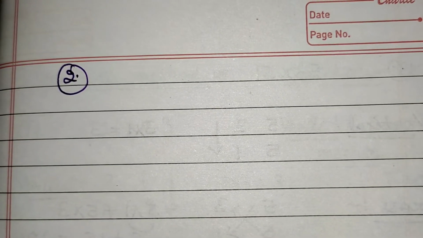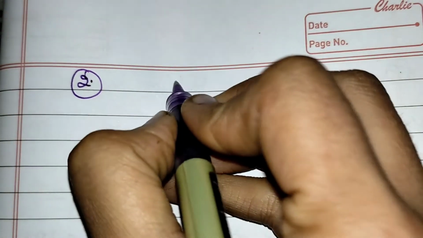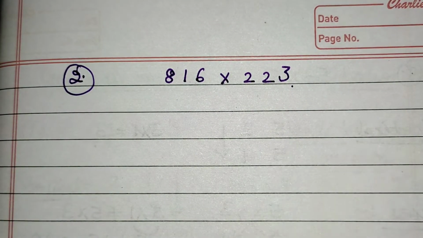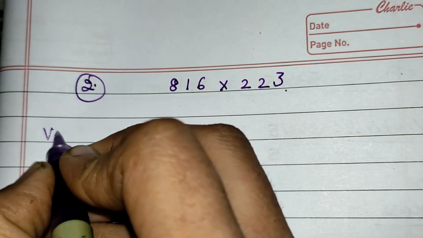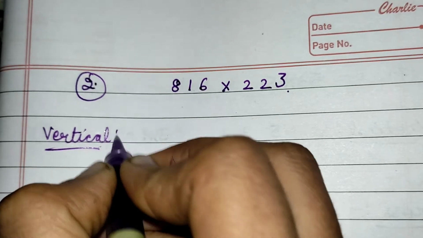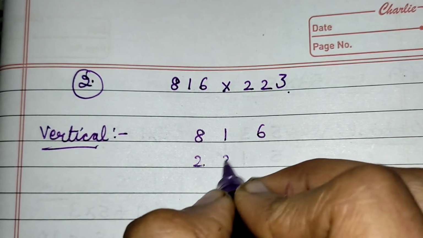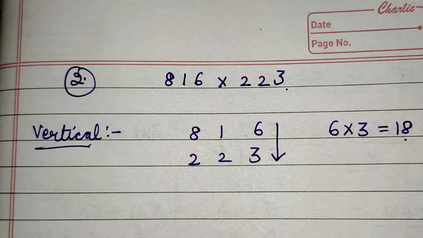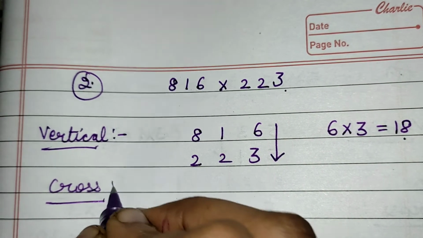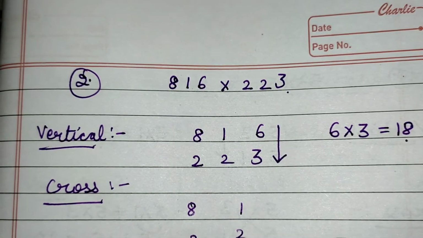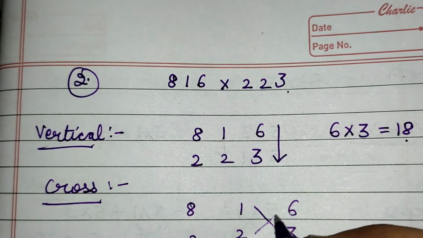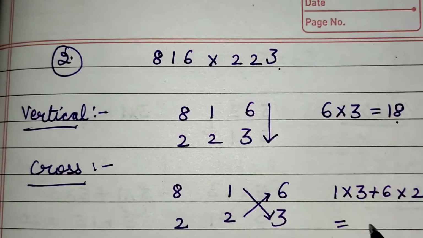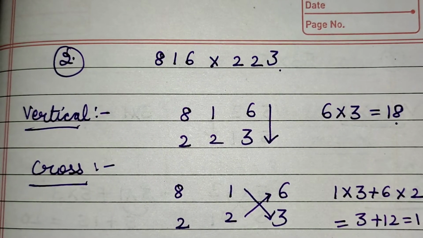Let's take another example of 3-digit numbers in which some carry is there when we are doing the multiplication. We have done the carry example in the 2-digit numbers also. The very first step is to do vertical multiplication of the last digits. It will give you 6 into 3, which is equal to 18. Then you have to do cross multiplication of your second and third digits. It will give you 1 into 3 plus 6 into 2, which is 3 plus 12, equal to 15.